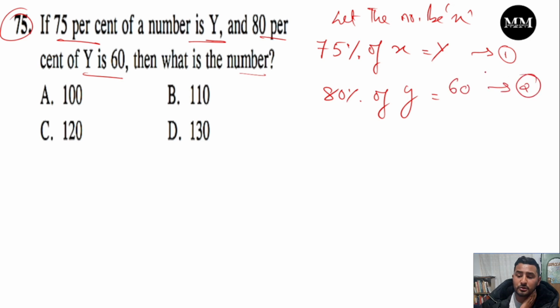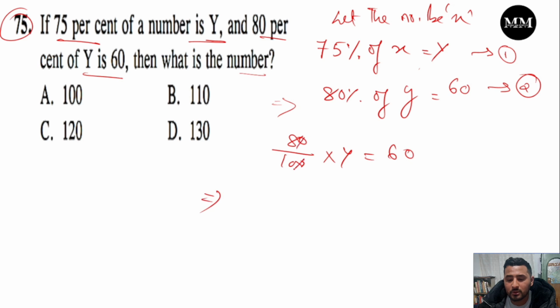So use the substitution method. Solve for x or y, whichever is comfortable for you. Let me solve this one first. 80% is 80 by 100 of y equal to 60. This will be easy for me. Cancel 0 0. 2 4s are 8, 2 5s are 10. Remaining will be 4 by 5 into y equal to 60. Then just bring this 5 to 60. You'll get 4y equal to 60 into 5.